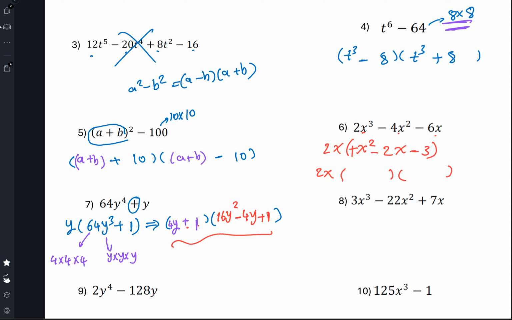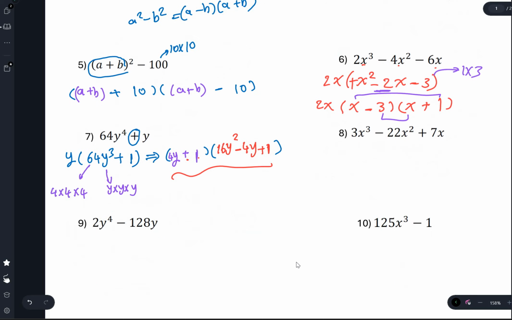Positive times negative equals negative. Negative times negative equals positive. X squared can be x and x. 3, we can write 3 here and 1 here. Why 3? Because only 1 times 3 equals 3. We have no other numbers, right? So we can say 3 on the negative side, 1 on the positive side, because the middle value is negative. When you multiply inners and outers together, you must get negative 2x.